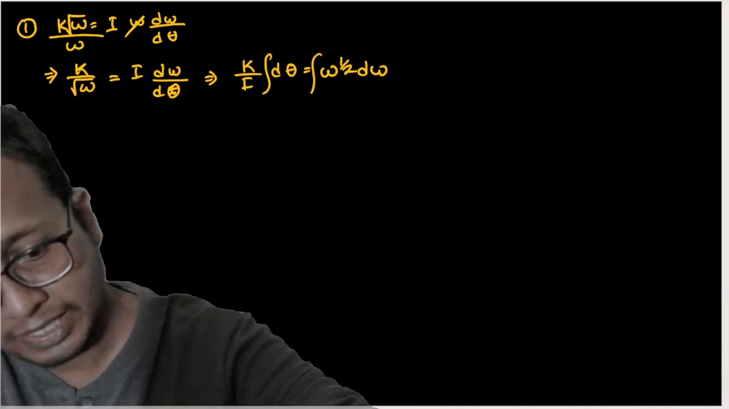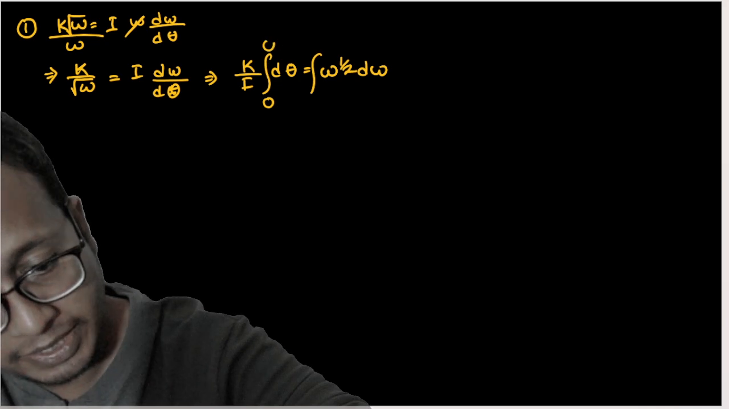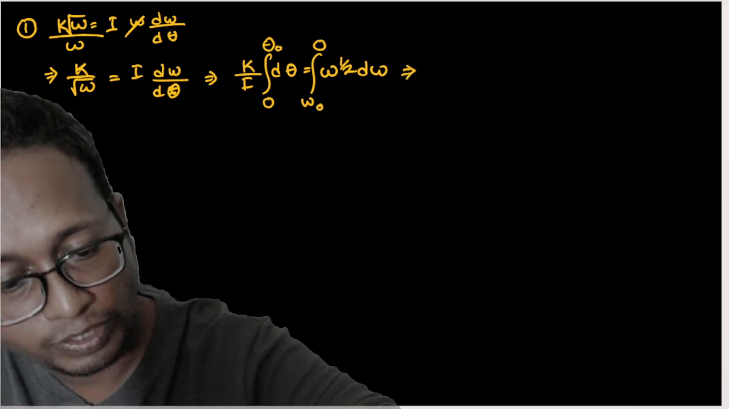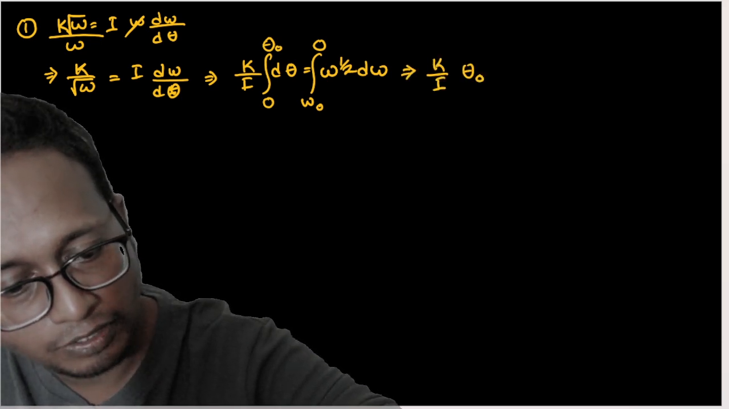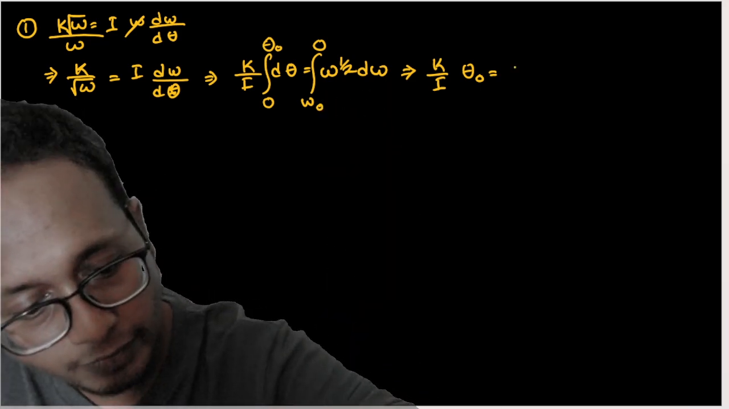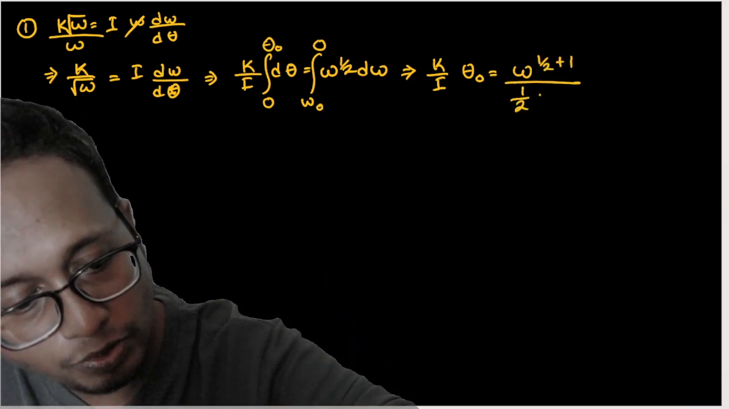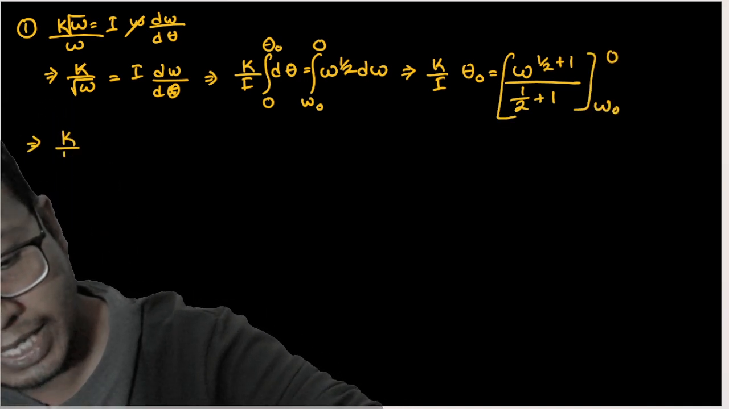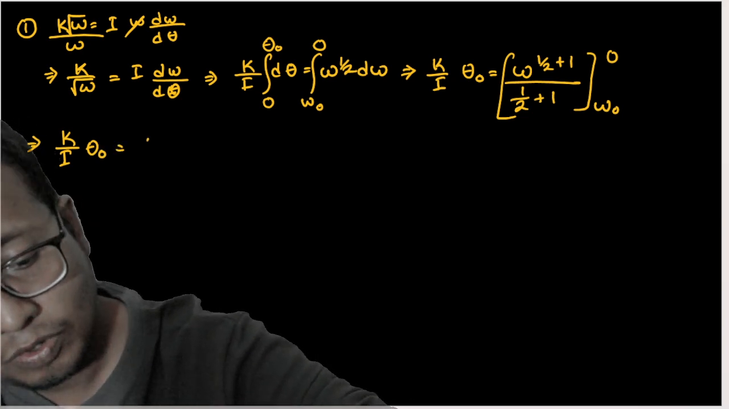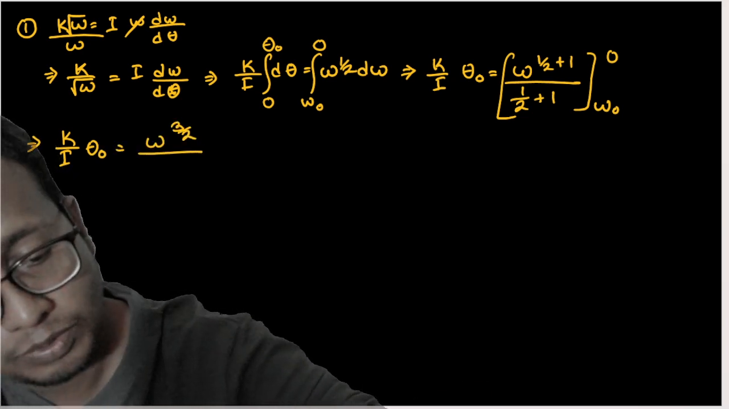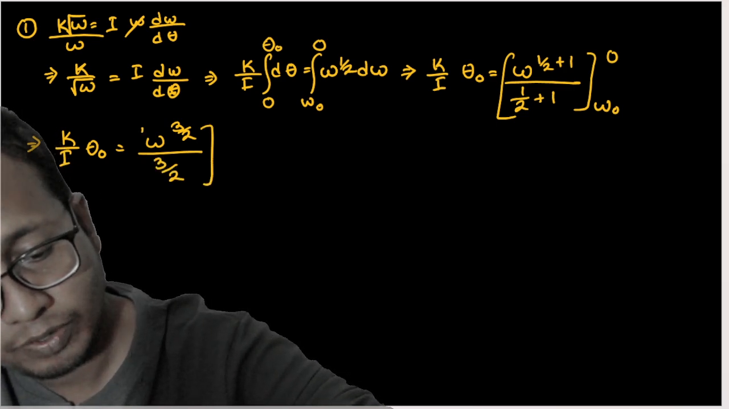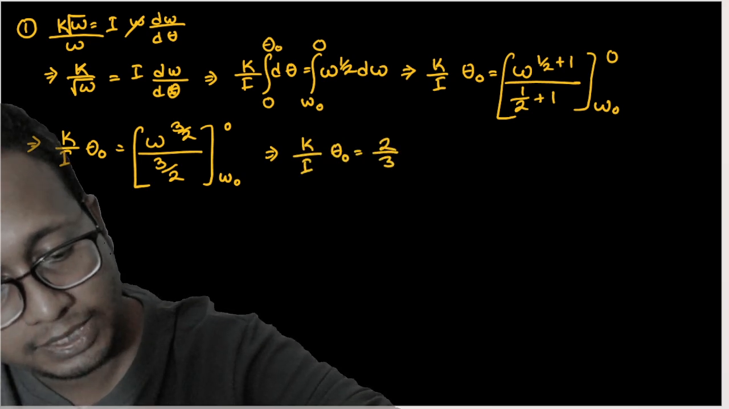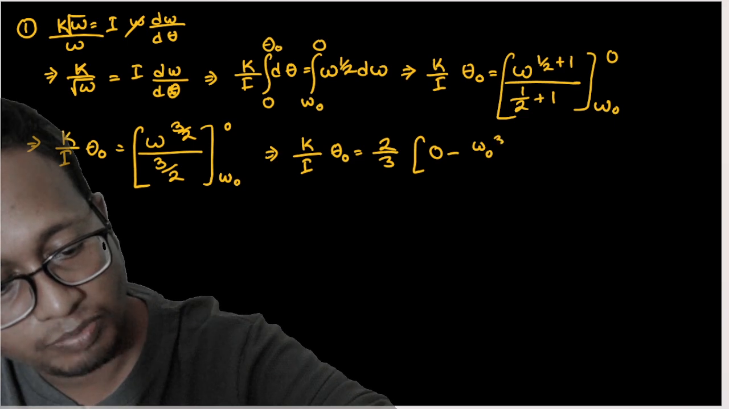Now for the limits: the initial angular displacement is 0 and the final angular displacement is theta naught. The initial angular velocity is omega naught, and the final angular velocity is 0, because when the body stops, the final angular velocity is 0. Integrating omega to the power 1 by 2 d omega gives omega to the power 1 by 2 plus 1 divided by 1 by 2 plus 1, with upper and lower limits omega naught and 0. So K by I theta naught is equal to omega to the power 3 by 2, since half plus 1 is 3 by 2, divided by 3 by 2, from omega naught to 0. So K by I theta naught is equal to 2 by 3 times 0 minus omega naught to the power 3 by 2.